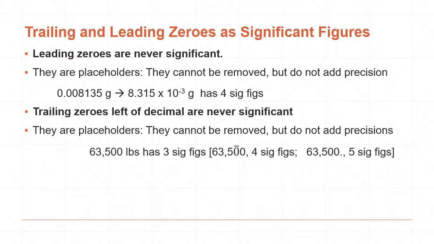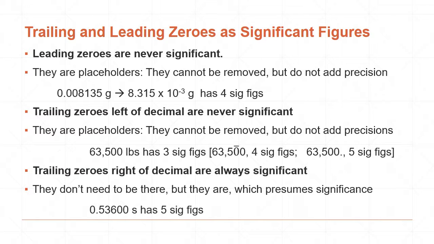The other thing I can do if all of the trailing zeros are significant is I can just simply put a decimal point at the end. So this one, 63,500 with a decimal place, that would tell me that both this 0 and this 0 in the tens place and the ones place are both significant figures. So this particular number, 63,500 followed by a decimal point, would have 5 significant figures.